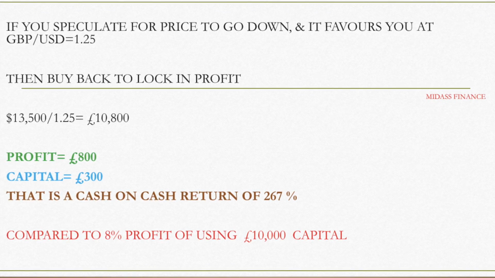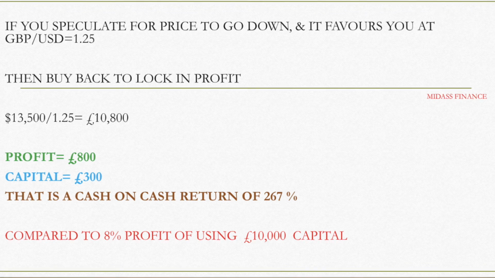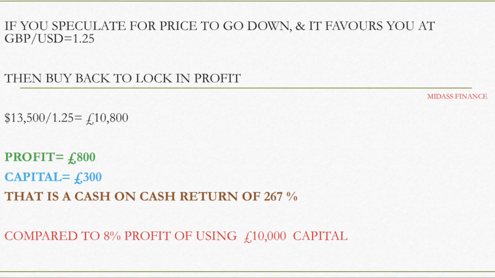That is so magnificent. So now if you calculate your cash on cash return, that's going to be a 266% return. That is so good compared to the currency exchange from earlier. Using the currency exchange from earlier, you're able to get 8% cash on cash return because you own the whole of the 10,000 pounds. But with the CFD, you don't need to own 10,000 pounds. All you need is 3% of 10,000 pounds, and that is 300, and you're able to make a profit of 800 with just 300 capital. So that's like 266% cash on cash return.